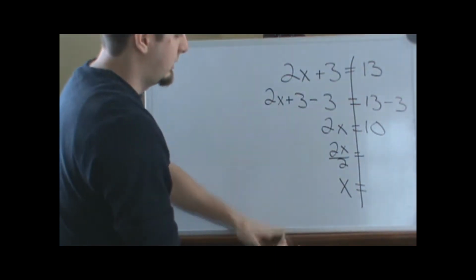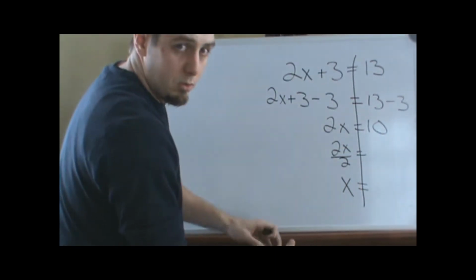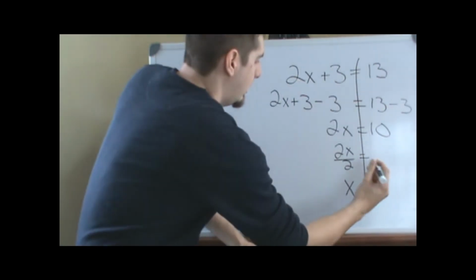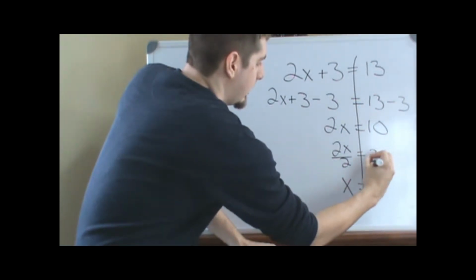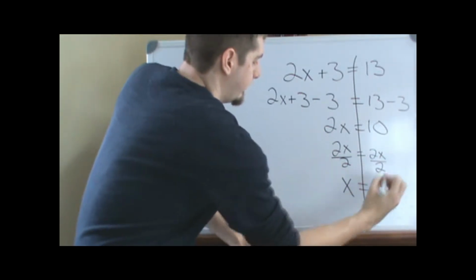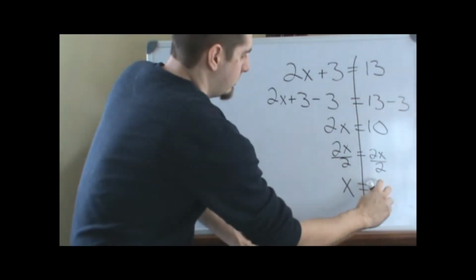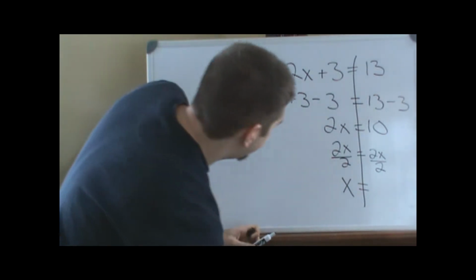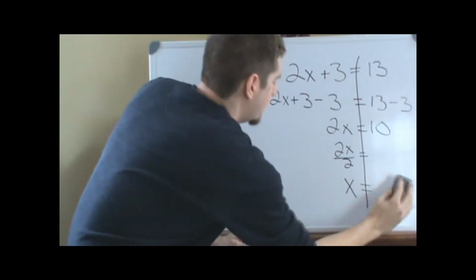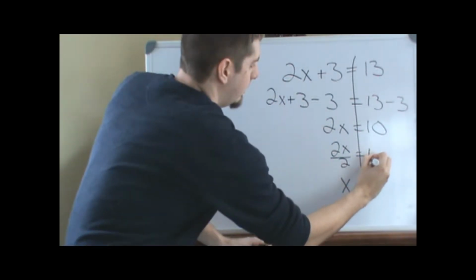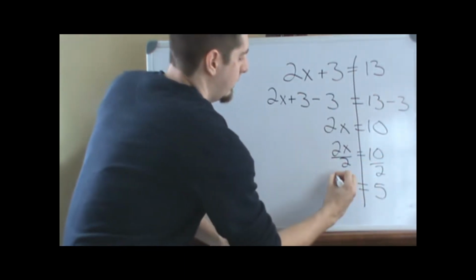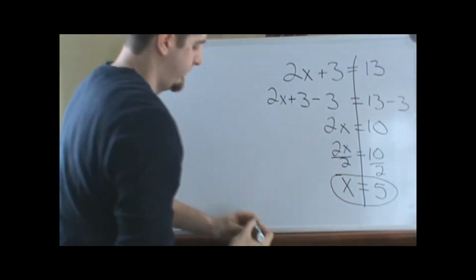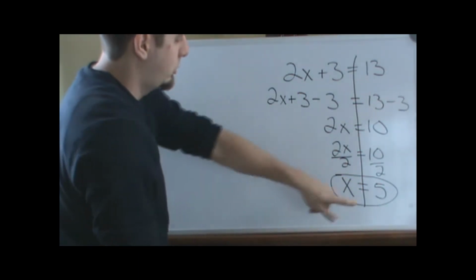And because the equal sign says both sides are the same person, just different names for the same person, we have to divide by 2 on the right side as well. And we find out that x equals 5. And you can always check your answer.